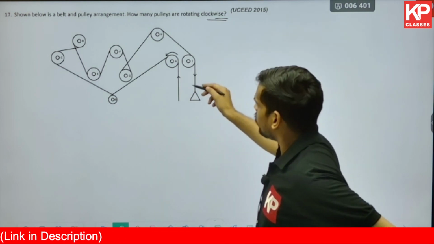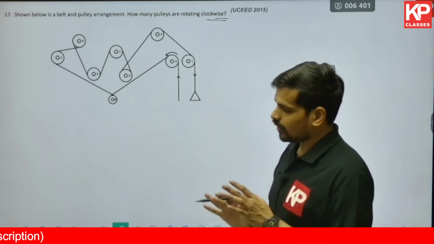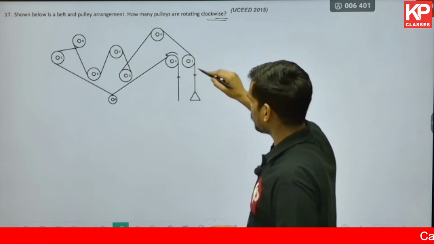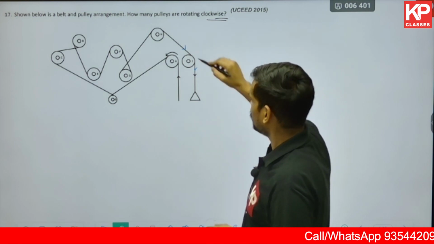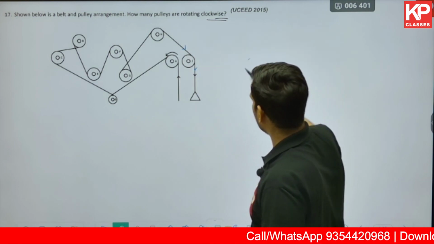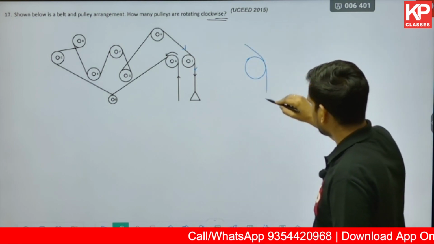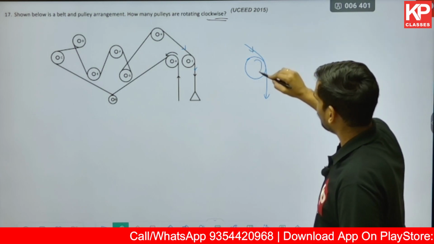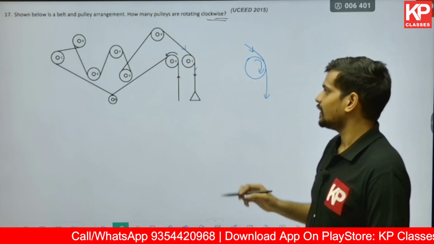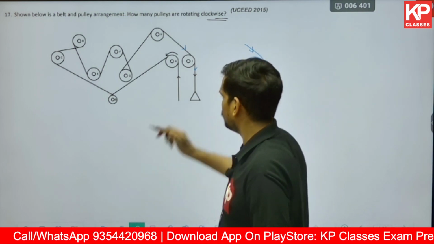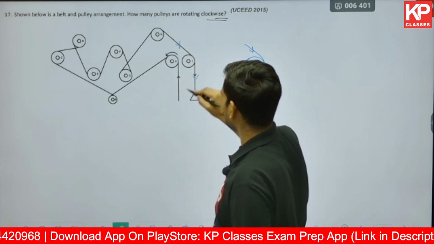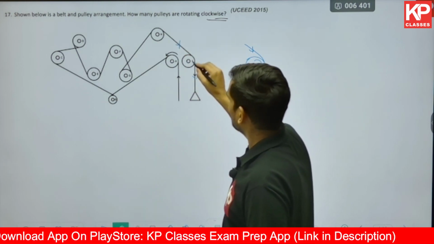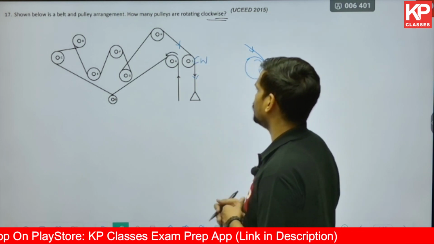Let us see. So here the triangular load, they have marked the direction. The rope is moving in the downward direction at this point. So the rope has to move in this direction. So if this is a pulley, and the direction of rope is in this way, that will create a clockwise turn in the pulley. So let me mark it over here that the rope is moving in this direction and this is creating a clockwise turn in this particular pulley.